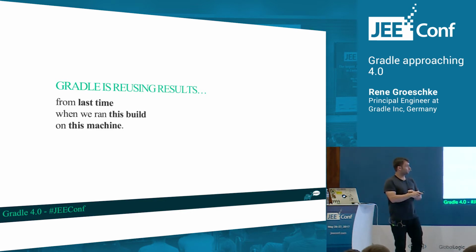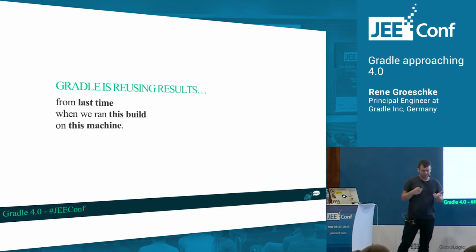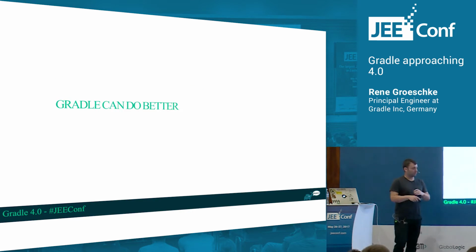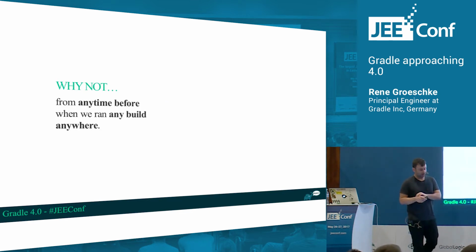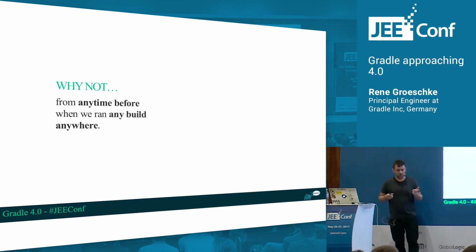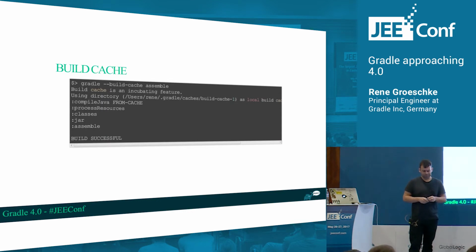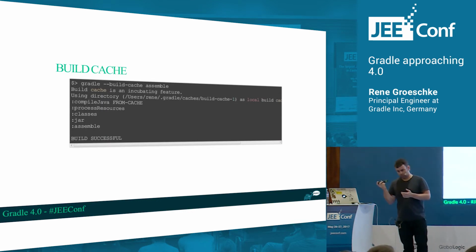But you never share that information with your CI, let's say, or with your co-workers. And that's something you might want to fix. So we think that Gradle can do better when it comes to these up-to-date checks. Why shouldn't we take into account builds from any time before, any build that matches the project from anywhere? So starting with Gradle 3.5, we introduced the build cache and added more and more features.